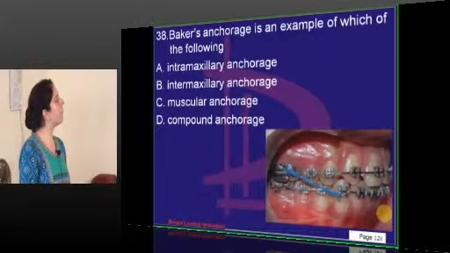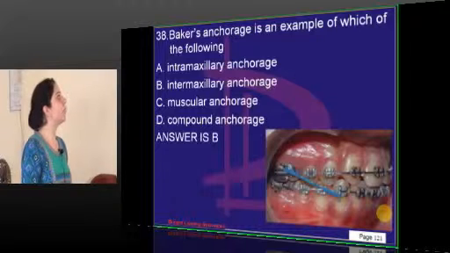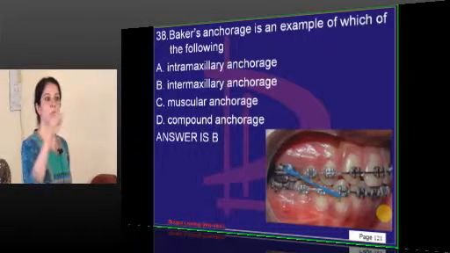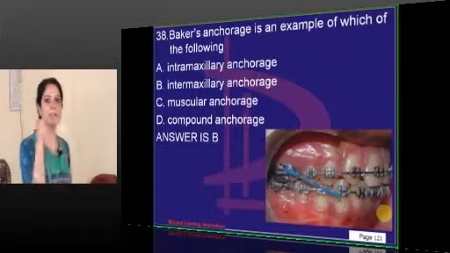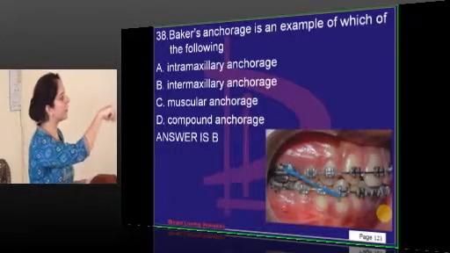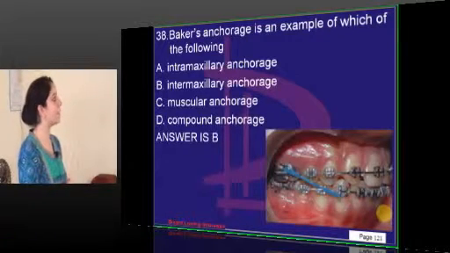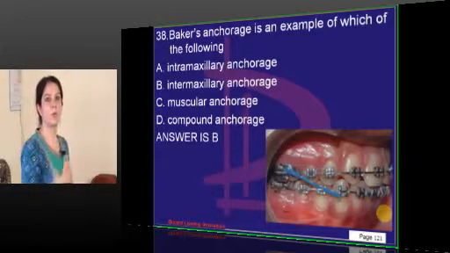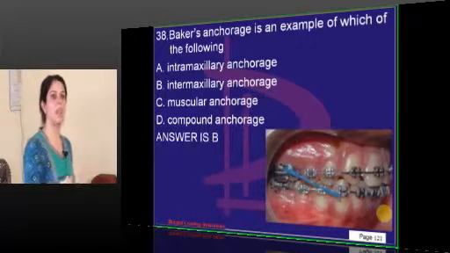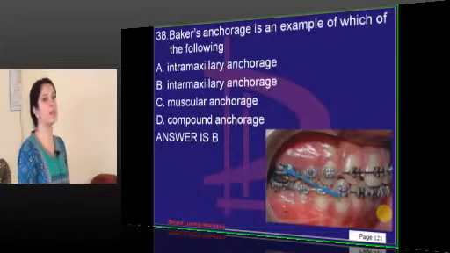Baker's anchorage is an example of which of the following? The answer is intermaxillary anchorage. Now, intramaxillary means within the maxilla, that means within the arch. Intermaxillary means between two arches. So, in this case, this is the example of a class 3 elastic. It uses a reciprocal force. That means it is pulling one arch and it is pushing the other arch. So, this kind of reciprocal anchorage is called Baker's anchorage.